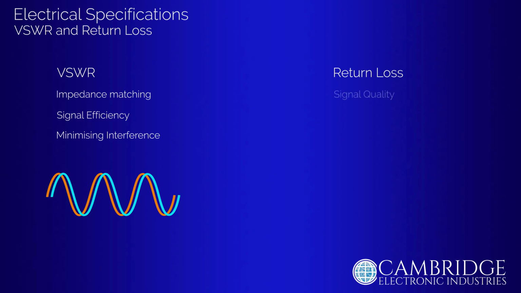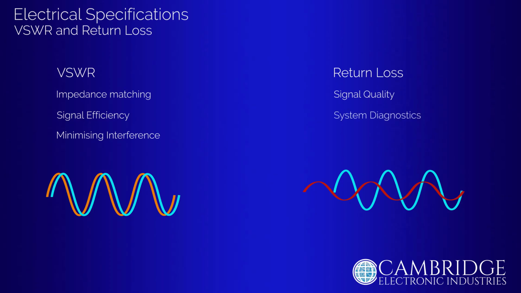With return loss, the results show signal quality. A higher return loss signifies that less power is being reflected, which is desirable for maintaining the quality of the transmitted signal. System diagnostics. Return loss is often used in system diagnostics to check for issues like mismatched cables, faulty connectors, or improper antenna tuning. A sudden drop in return loss can signal a malfunction or deterioration in the system components. And reducing losses. Minimizing return loss ensures that most of the transmitted power is being delivered to the intended destination, improving overall system efficiency.